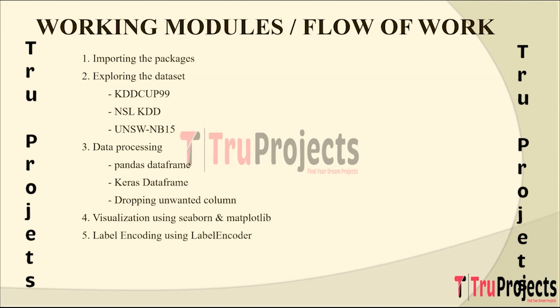Label encoding using label encoder. Label encoding is a pre-processing step used to convert categorical labels, textual data, into numerical format, which is often required for machine learning algorithms. The label encoder from the Scikit-learn library will be used here to transform categorical data into numerical representations.